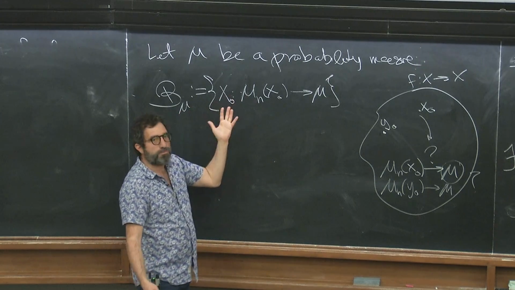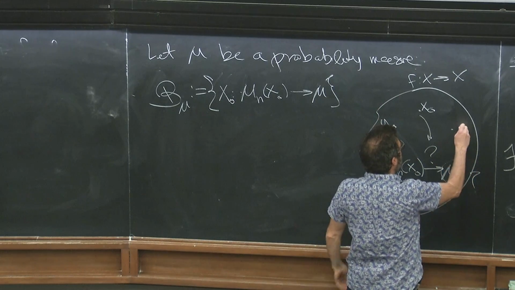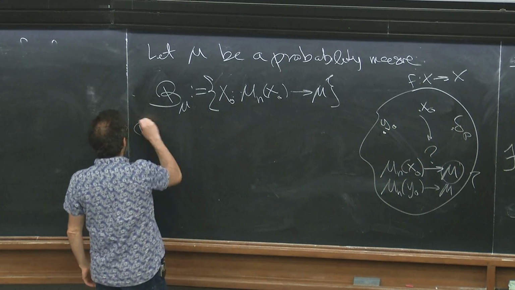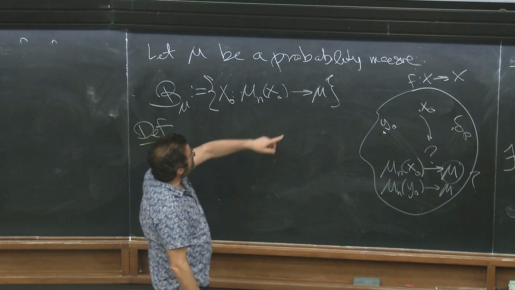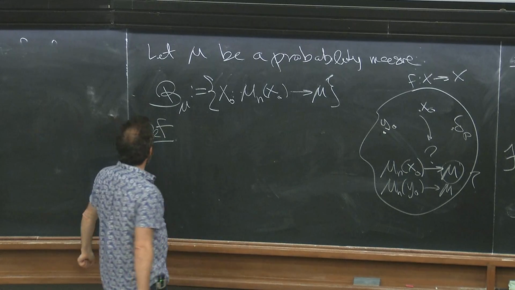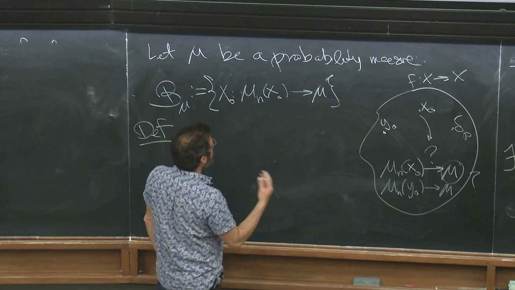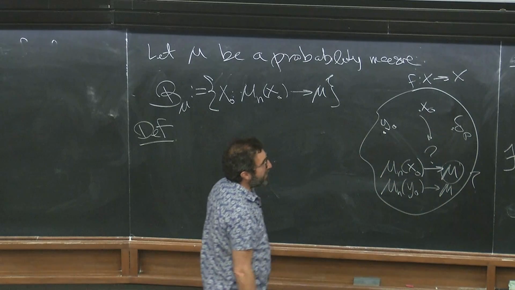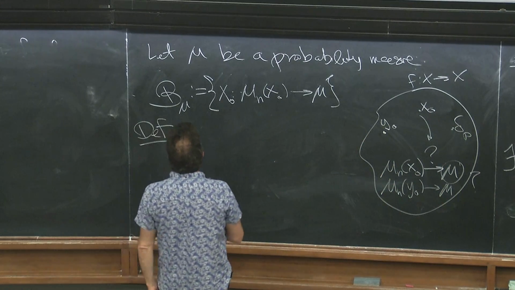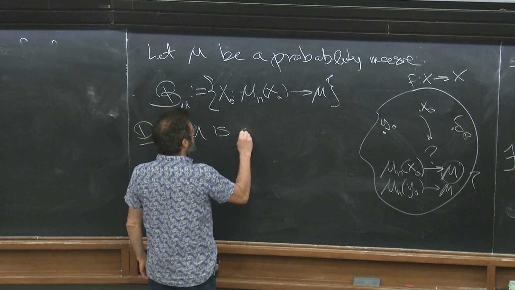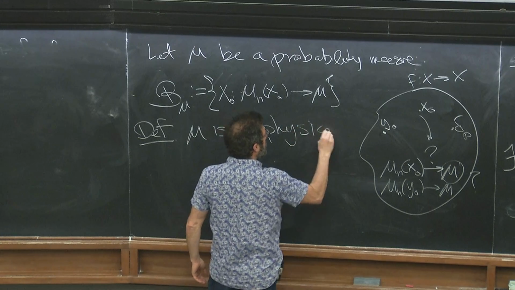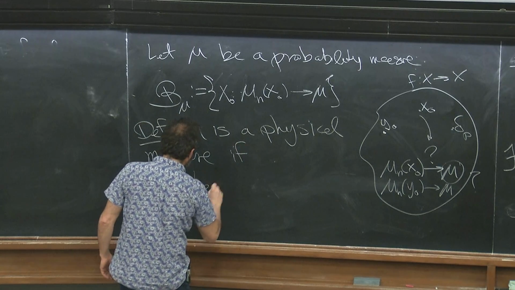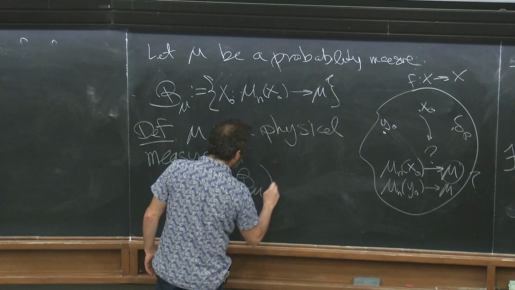This may be empty, there may be no such points. If I just take an arbitrary measure, I may take the Dirac delta on some point here, and there might be nothing that converges to that. And we are particularly interested in measures mu in which the basin is big. So if X is more than a metric space, say an interval or a Riemannian manifold, where we can define the Riemannian volume or the Lebesgue measure on this space, then we say that mu is a physical measure if the Lebesgue measure of the basin is positive.